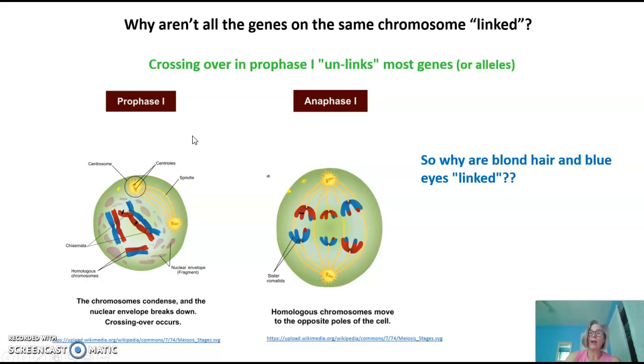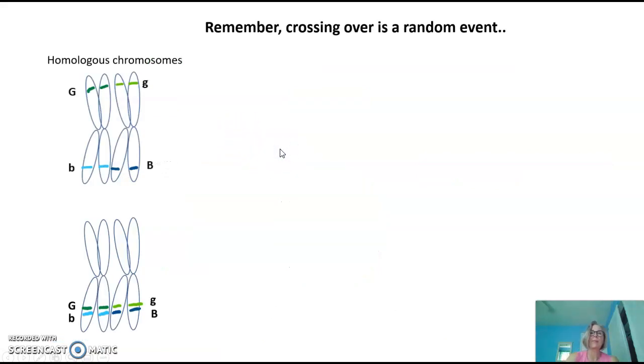So why are blonde hair and blue eyes linked if there's always crossing over events in between on the chromosome? Doesn't that mean that all of the genes, even on the same chromosome, could be separated from each other in meiosis? Well, remember, crossing over is a random event. So if we look at a pair of homologous chromosomes, here's my tetrad, and let's look at two different genes on these chromosomes. We have the G gene and the B gene. This chromosome has the dominant G, and this chromosome has the recessive G, and conversely for the B gene, we have the dominant and the recessive.